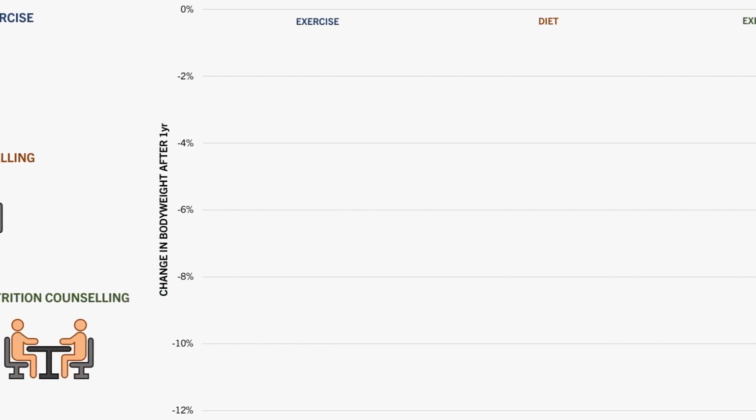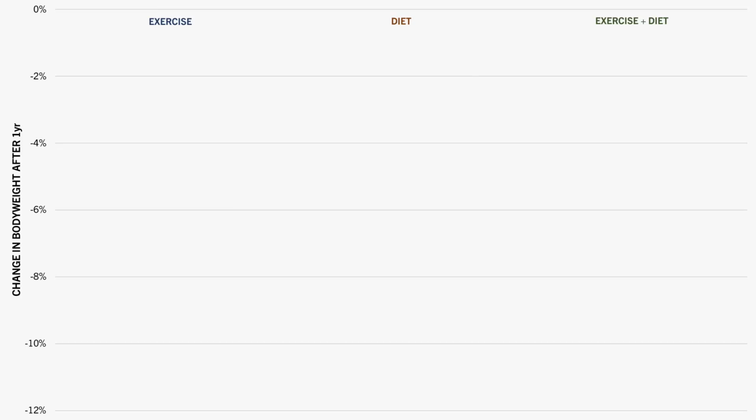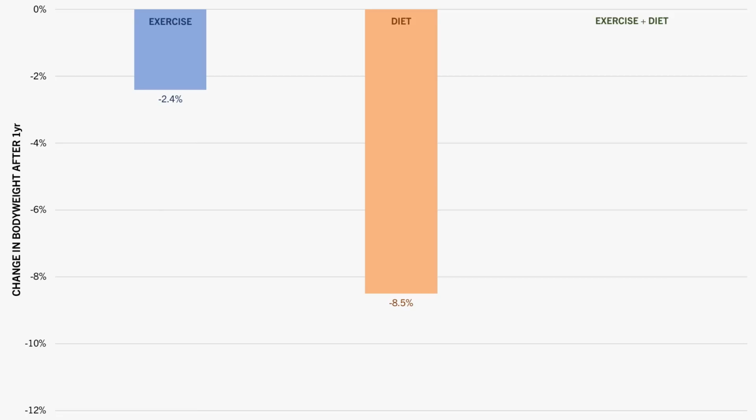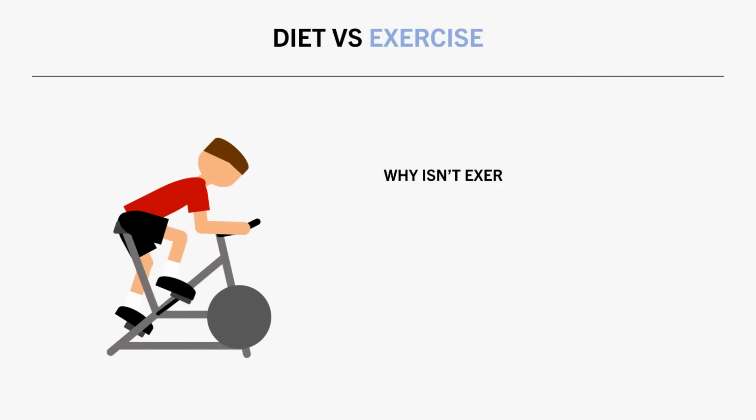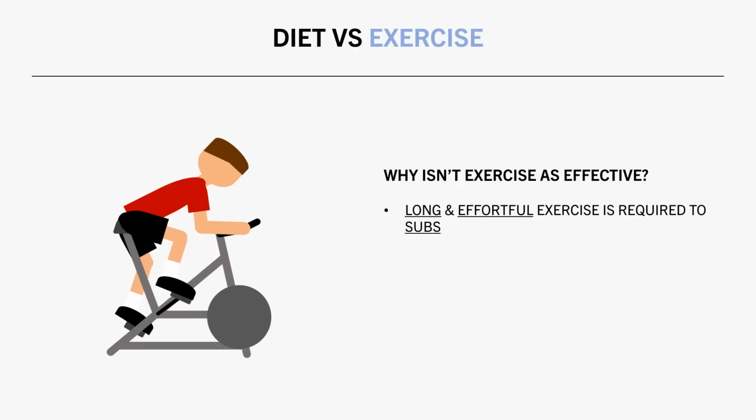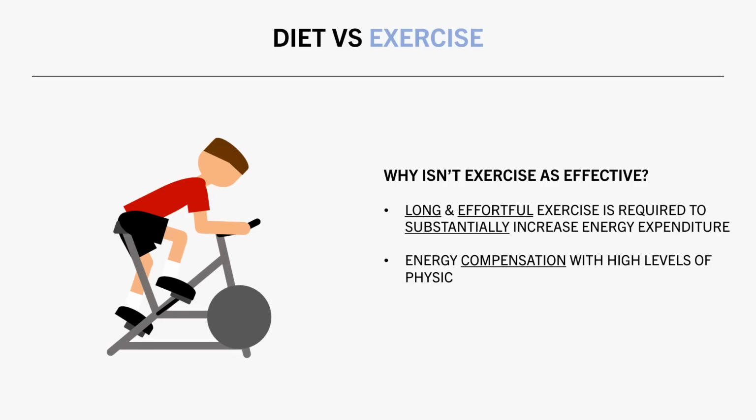After 1 year, all groups successfully lost weight. The exercise group lost around 2% of their initial body weight. The diet group lost around 9% body weight, and the combined exercise and diet group lost the most weight, around 11%. So why is this the case? This is likely because the amount of exercise required to substantially increase energy expenditure is quite long and effortful. Furthermore, with higher exercise levels, we experience energy compensation.